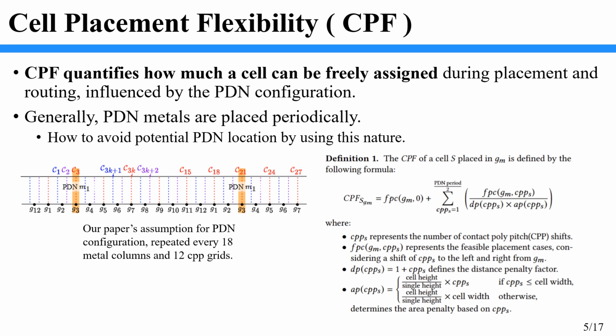The first metric is cell placement flexibility, which is CPF. It represents the extent to which a cell can be freely assigned within a block. By leveraging the periodic nature of the power delivery network, as we can see in the left figure, we can effectively measure a cell's CPF. And we formulate the CPF through the right figure definition. So we incorporate the PDN constraint, placement distance, and area penalty factor for CPF.